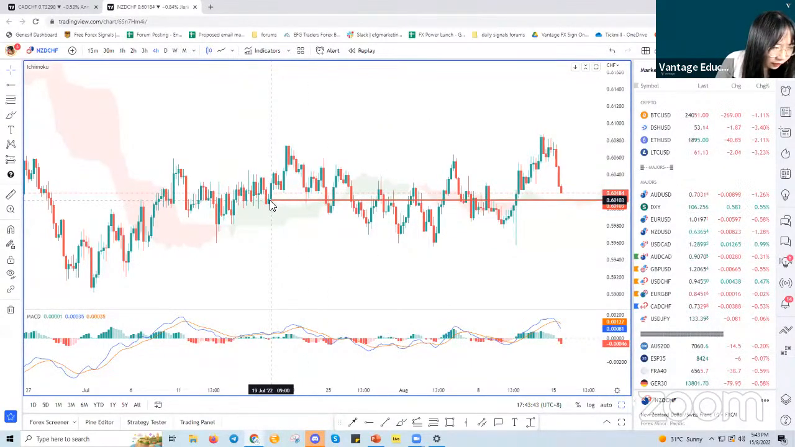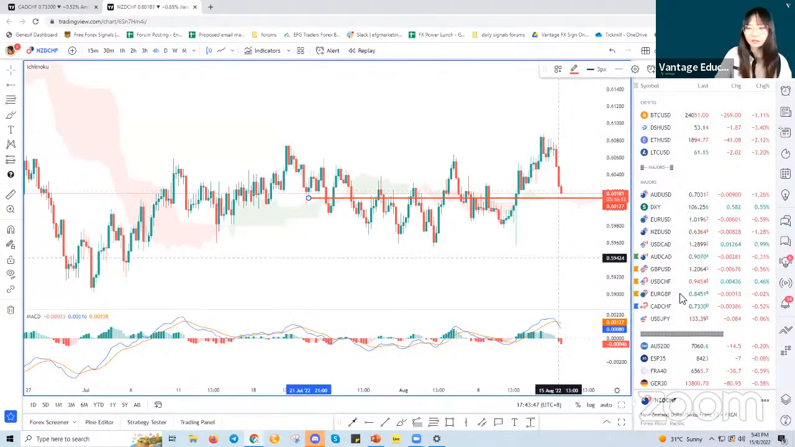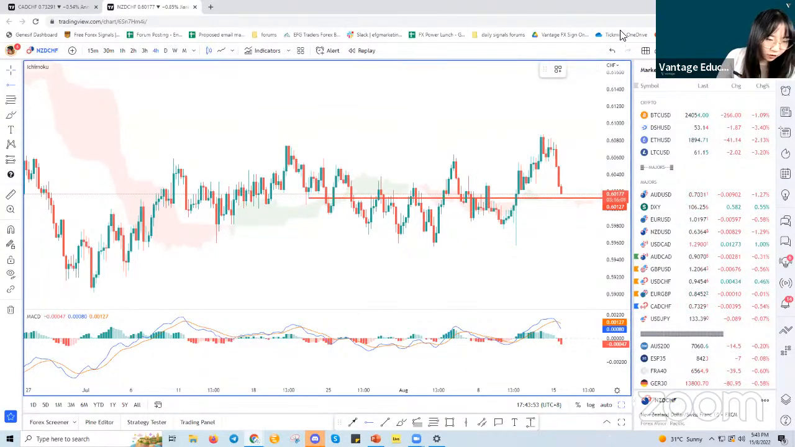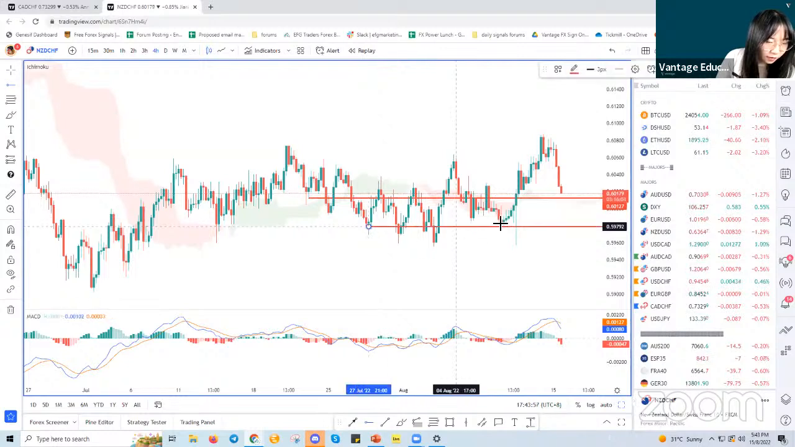I cannot find a very good entry price, so I just leave it here. And then if the price breaks this line, I'd expect it to go down in the future. So I like to put the take profit here because you can see the price is touching here many times.